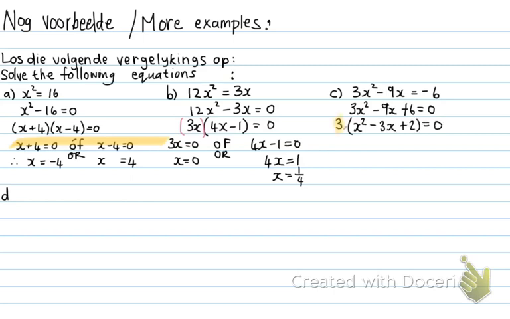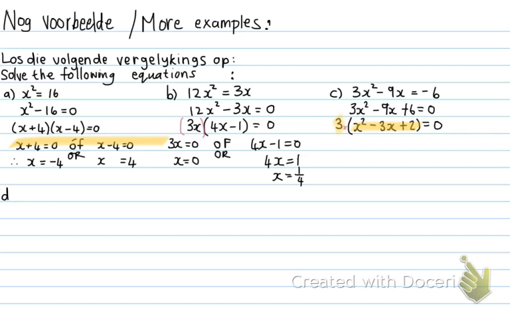Now I can get rid of that 3. That 3 is multiplied with a bracket, so I'm going to divide by 3 on the other side. 0 divided by 3 just stays 0. So what do we see here? When I take out a constant, I can divide it on the other side and it actually disappears.